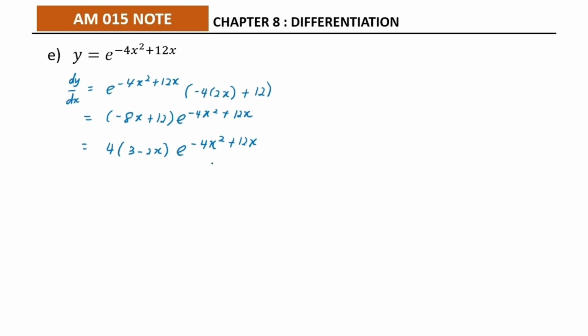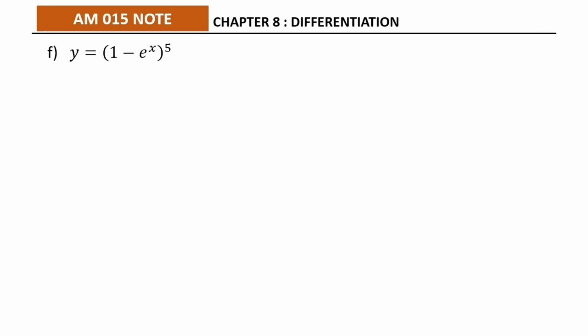Last example, y equals (1 minus e^x) power of 5. In this case, you can use the chain rule, let u equal 1 minus e power of x, or the power rule. Differentiate y, we get dy/dx, and then differentiate (1 minus e power of x) power of 5, so power to the front, 1 minus e power of x, 5 minus 1 is 4, and then differentiate 1 minus e power of x is negative e power of x. Simplify, we get minus 5e power of x, (1 minus e power of x) power of 4.